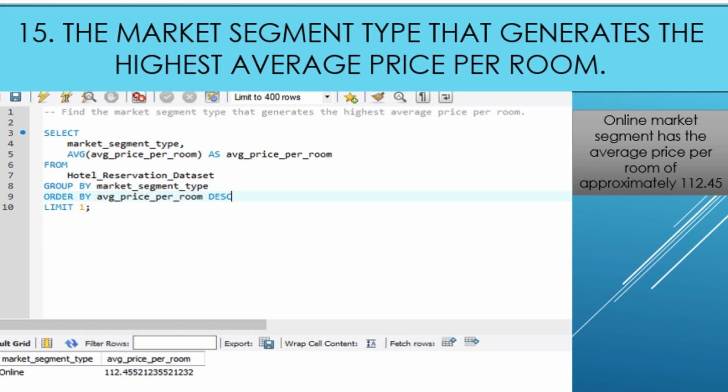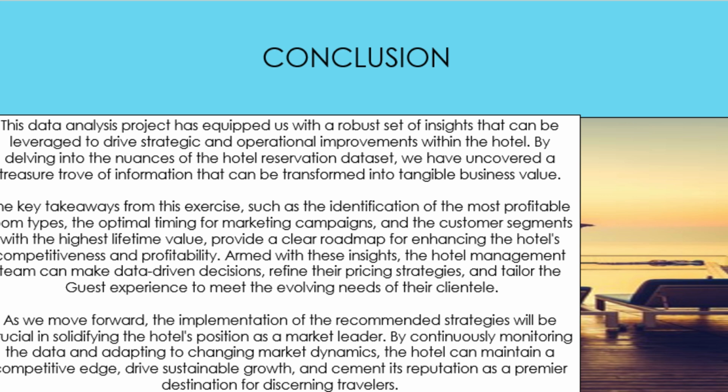Then the last query that was made was the market segment type that generated the highest average price per room. We know that online segment was the highest with an approximate figure of 112.45.